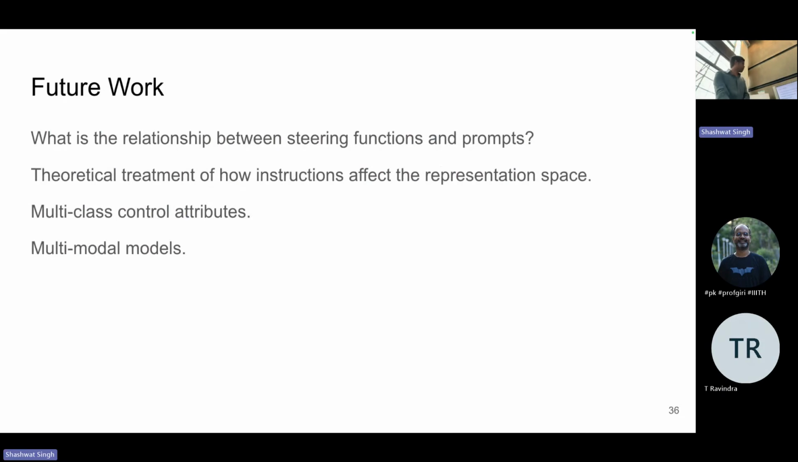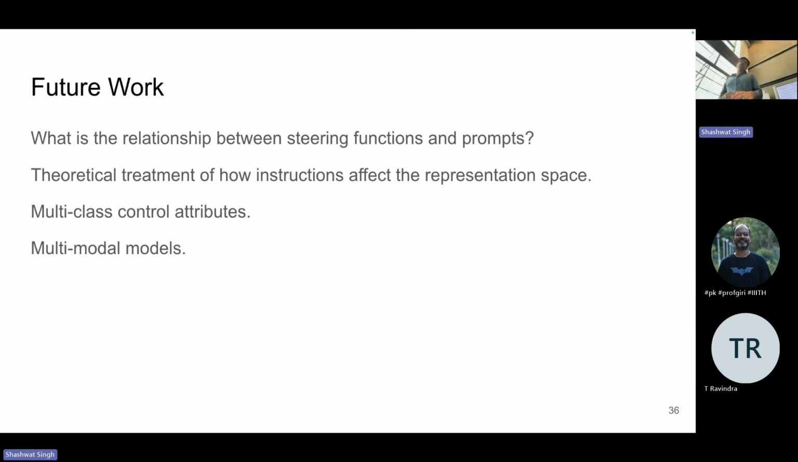Future work. First point is something I'm still slightly interested in, and a question you asked earlier put in my head the effect prompts have on the final representation space of the language models, and is that something we can model in a nice clean way? Probably not, but we should try. And the other thing is, in terms of expressivity, how are steering functions related to prompts?